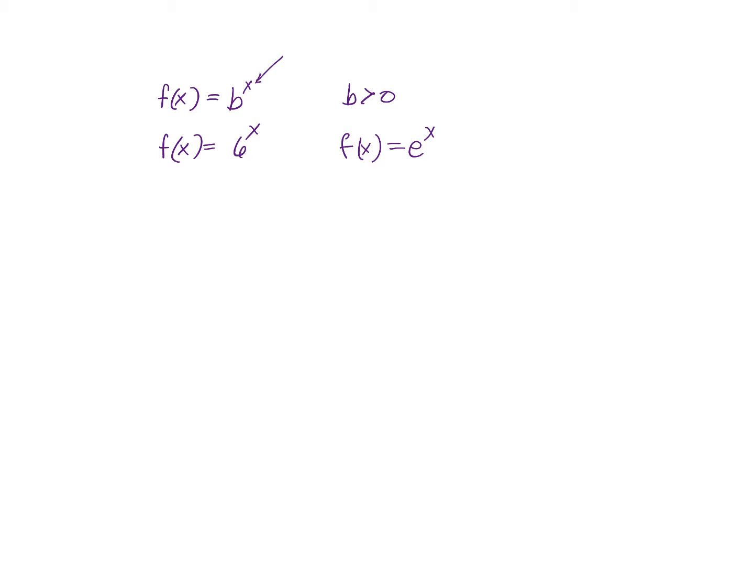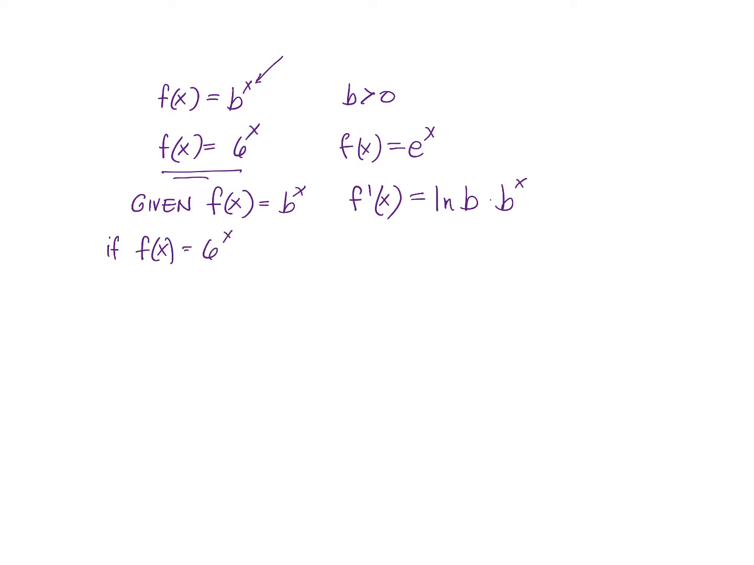So the derivative of an exponential function: given an exponential function that looks like b to the x, f prime of x is going to be ln b times b to the x. Let's apply this rule to this problem. If f of x is equal to 6 to the x, f prime of x is going to be ln 6 times 6 to the x. And hopefully you can recall that ln 6 is just a constant, and you can calculate that on your calculator.